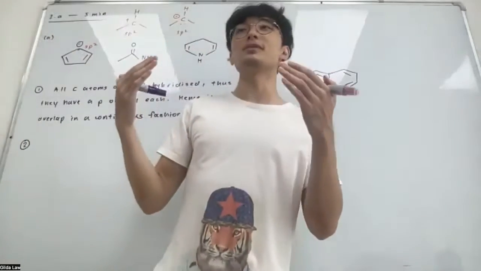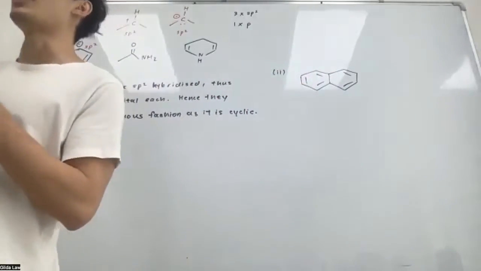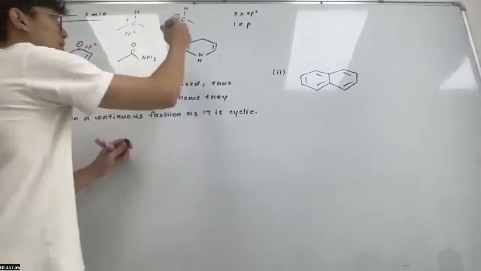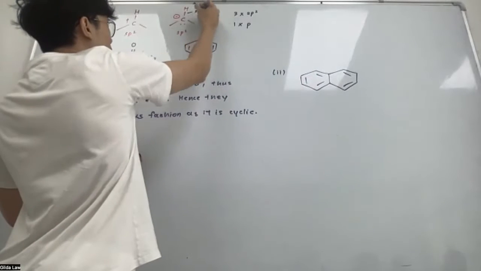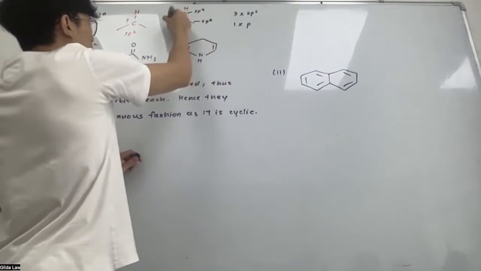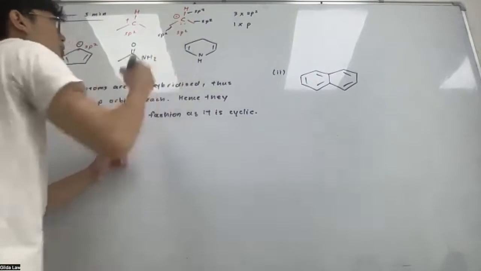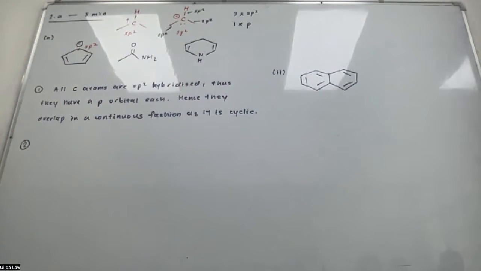Okay, sp2 overlaps head on to form sigma bonds, right? So let's just count all the sigma bonds up. One sigma bond uses sp2, this guy also uses sp2, this guy finally also uses the last sp2 hybridized orbital. So all the 3 sp2 are used up already.